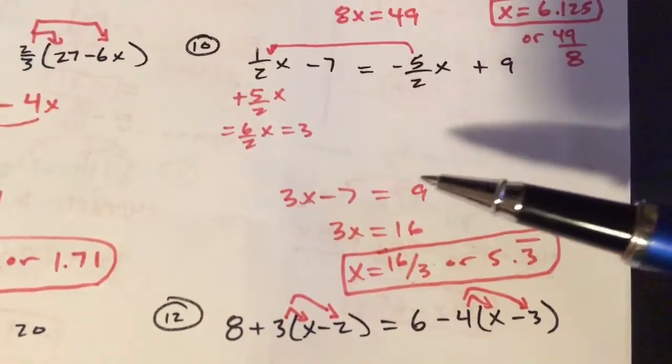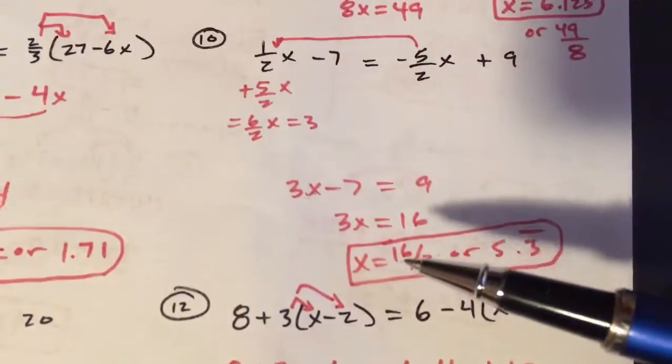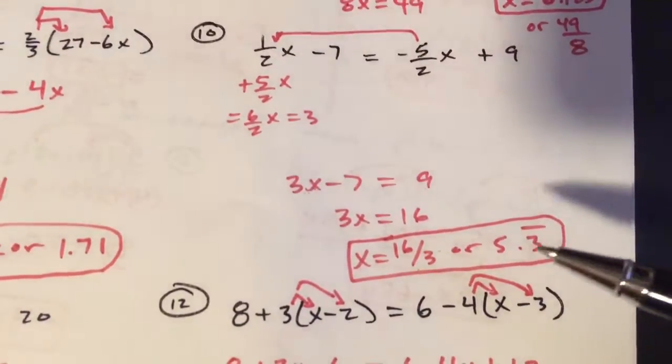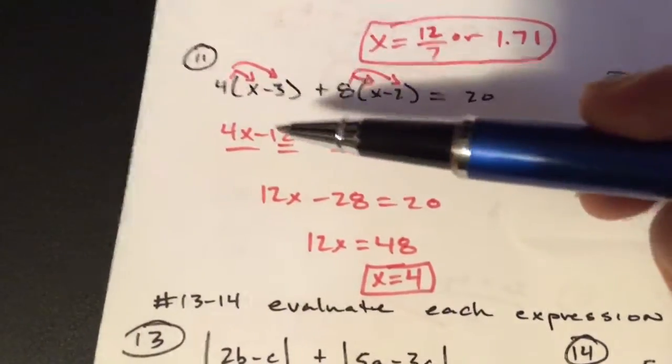3x minus 7 is 9. Add 7 to the other side. 3x is 16. You get 16 over 3, or 5.3 repeating. Again, pause this at any time if you need it.